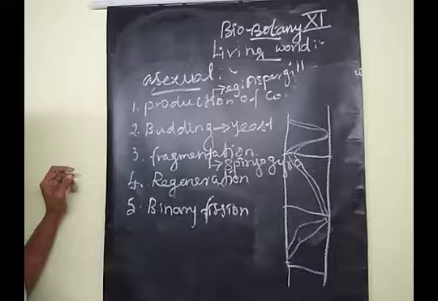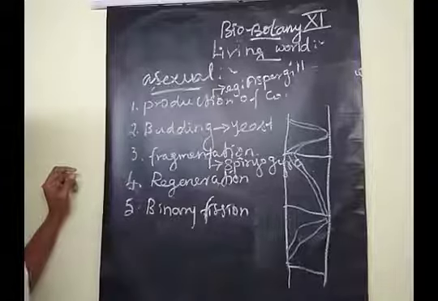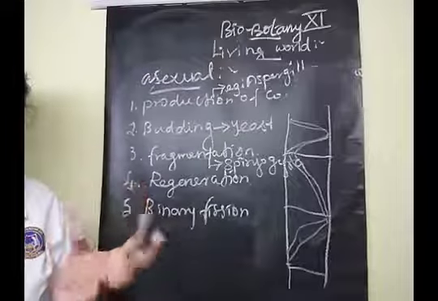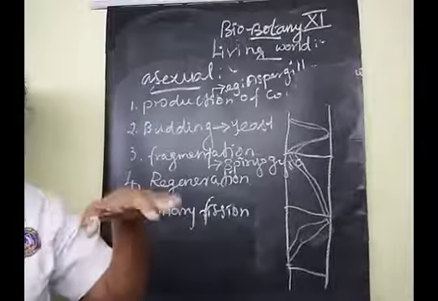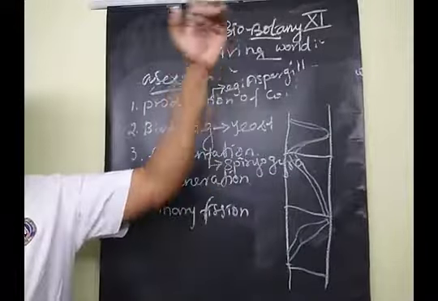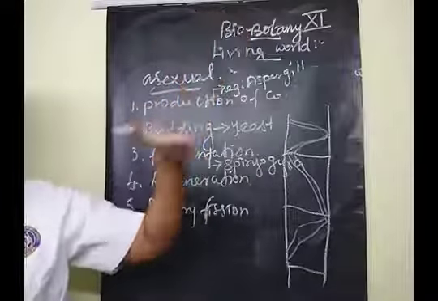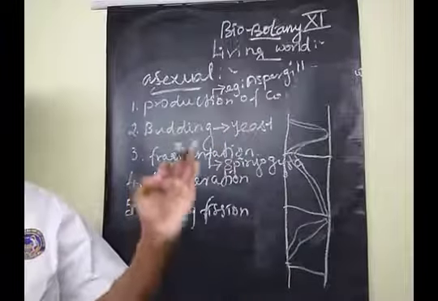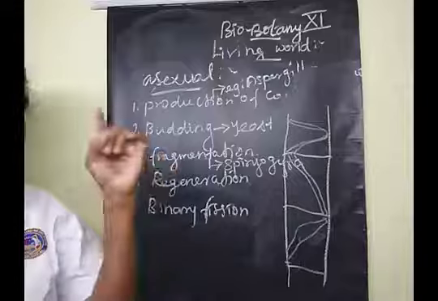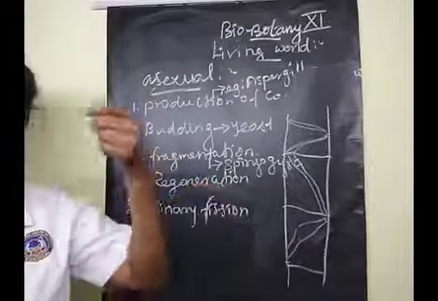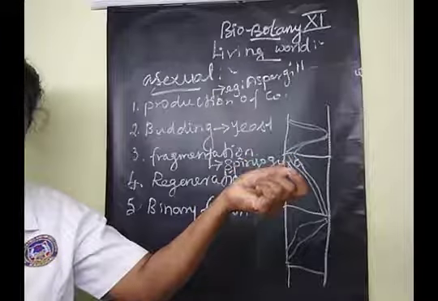Regeneration. Regeneration means if any region of the plant body is cut, suppose you cut the apical side, or the intercalary or the terminal region, that cut part will grow into a new organism.